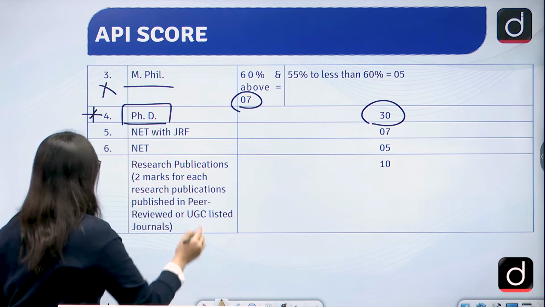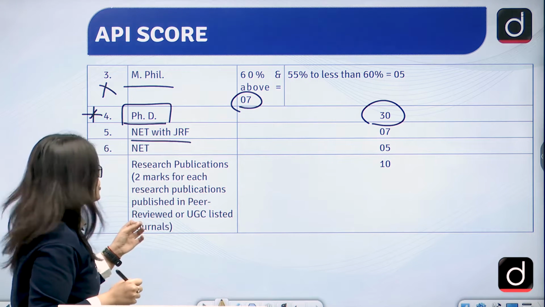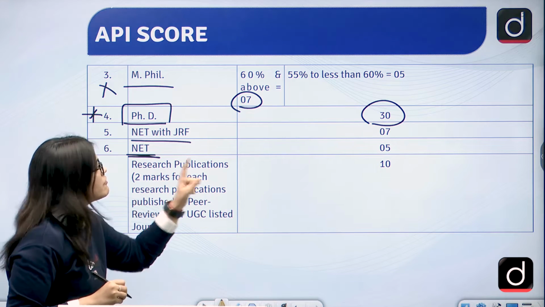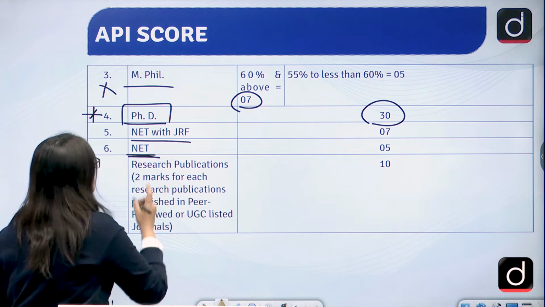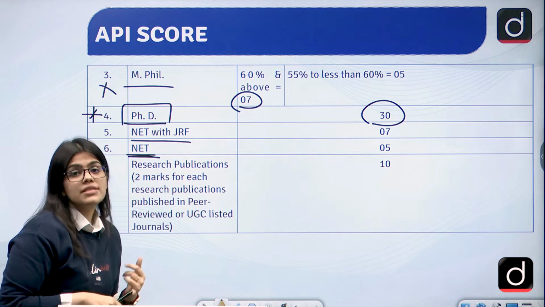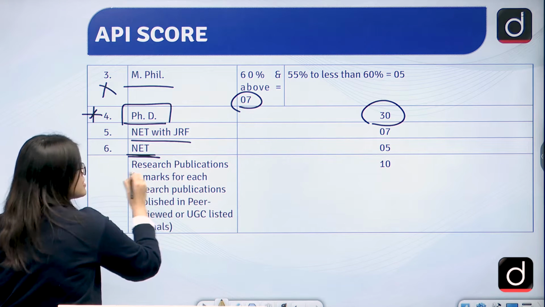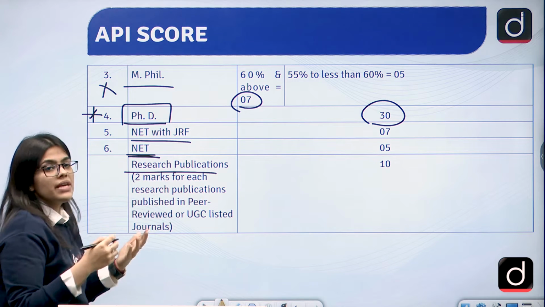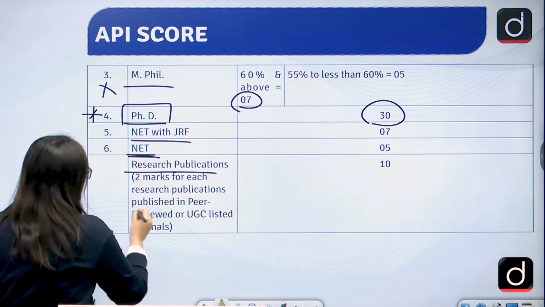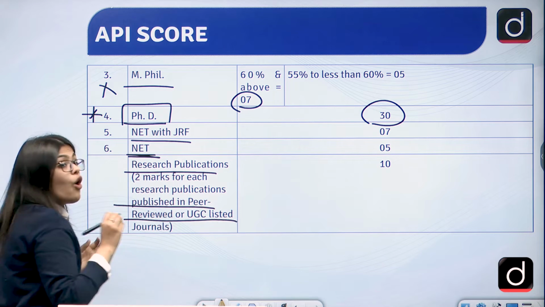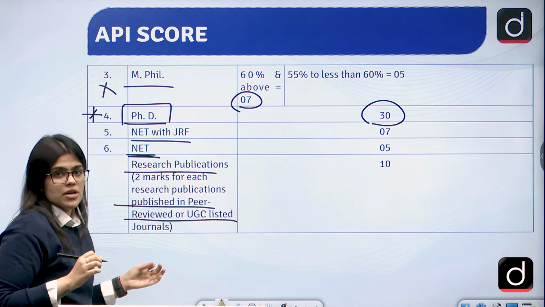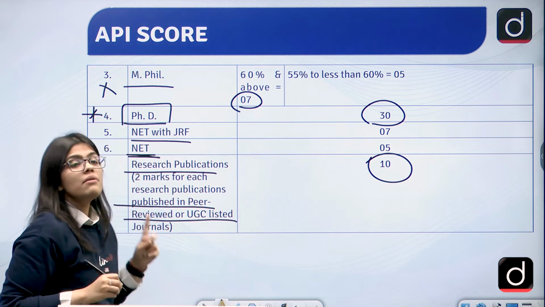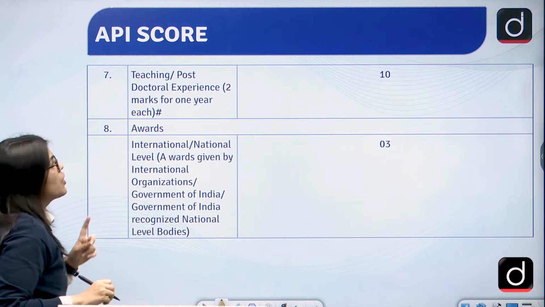Okay, then the person who has NET and JRF would be given 7 points, while if you only have NET, then 5 points would be awarded to you. Then you also have marks for research publications. If you have research publications, 2 marks for each research publication would be given, and your publication should be in a peer-reviewed or a UGC listed journal. If that is done, then up to 10 marks would be awarded to you.